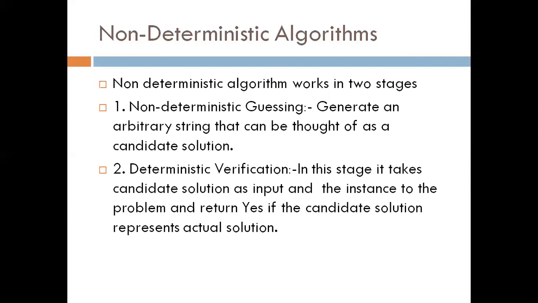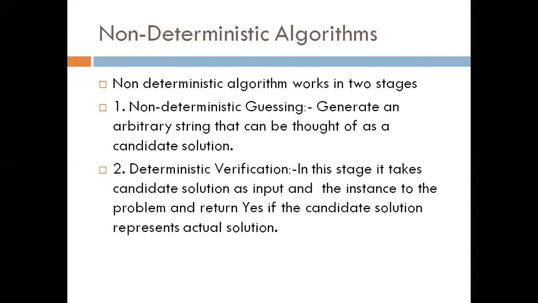Okay, it means here we randomly guess the solution, and in a second, deterministic verification stage, it takes a candidate solution and an instance of the problem as input and returns yes if the candidate solution represents the actual solution. It means in a non-deterministic algorithm, suppose there are 5 different solutions, we randomly select one. Suppose we select solution number 3.